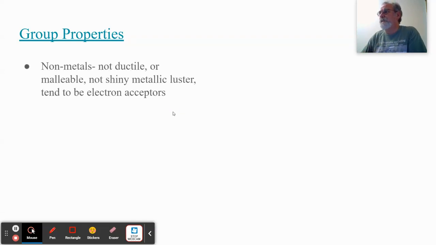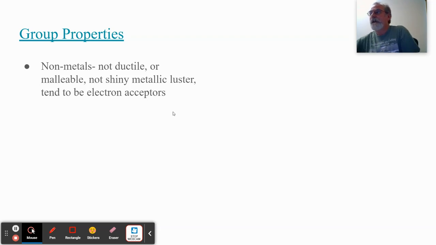They are not ductile. That means that they don't bend easily. They're kind of rigid and they tend to break easily. They're not malleable. You can't pound on them and make them softer. They're not shiny, typically, and they don't have a metallic shininess or luster, so they won't reflect, say, like this. This is metallic.